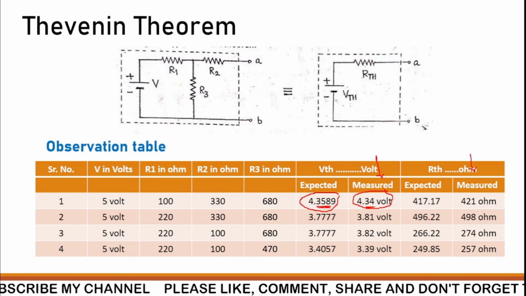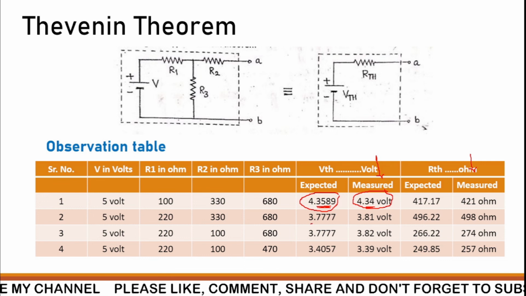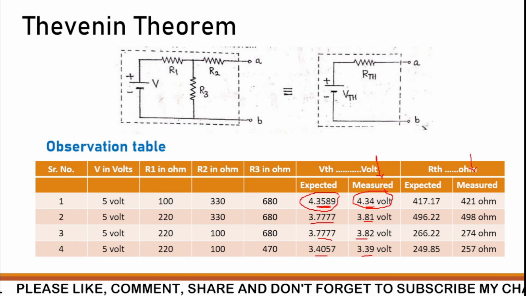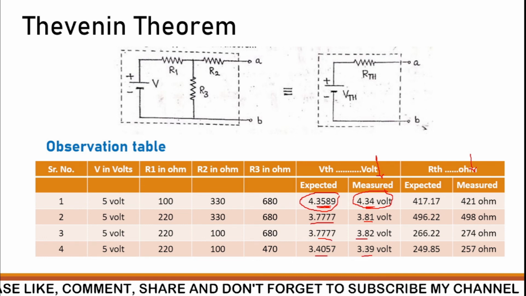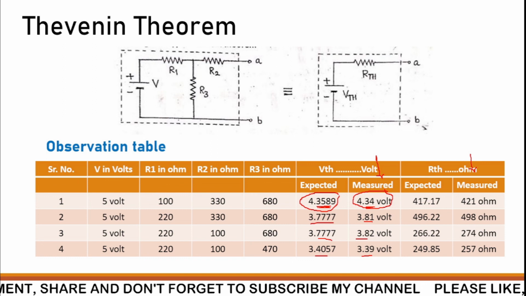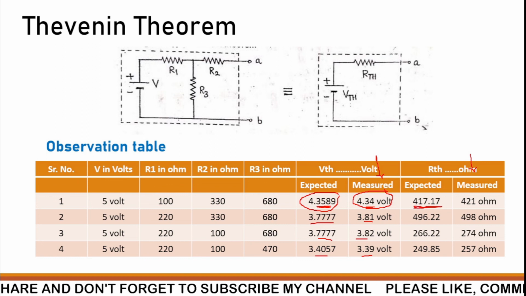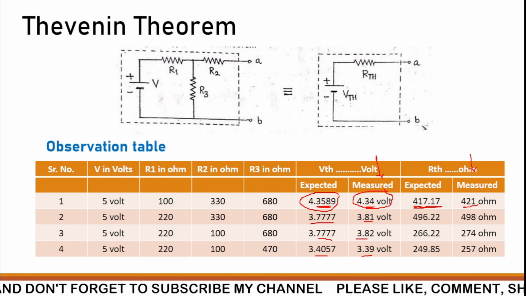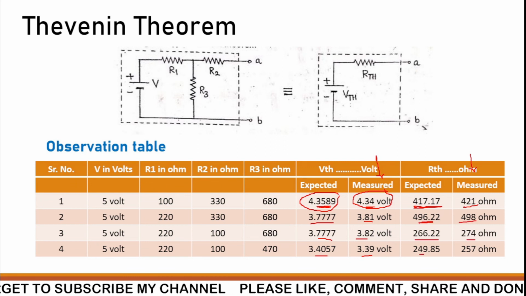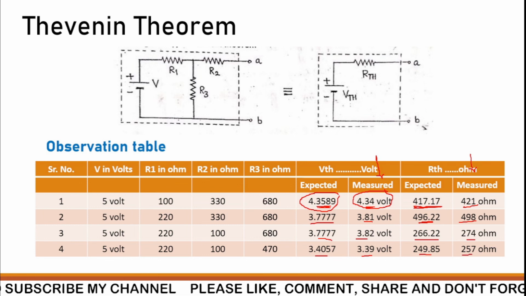You can see the practical readings are a little less or a little more. In this case it is more, right? In this case again it is less. So you can see a little more or a little less, that is depending upon the resistance tolerances. That's why we are getting different readings. So you can see the resistances 417 here, 421 here, 496 here, 498 here, 266, 274, 249, and you can see here.